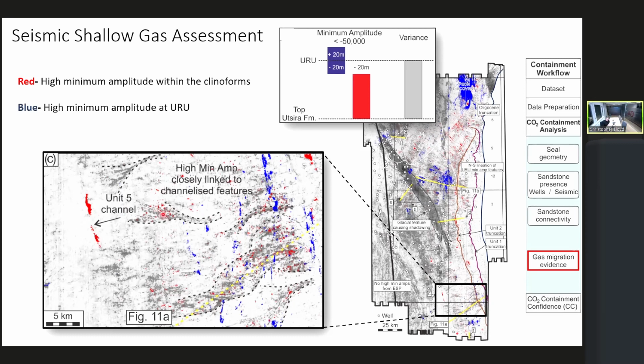What we see is that the high minimum amplitudes in the clinoforms themselves, in red, are quite confined to these systems. And where these clinoforms are truncated by the upper regional unconformity, you can see the trend of it here. We see that the high minimum amplitudes that could signify shallow gas also trend in this location. Therefore, it signifies that gas may have come up the clinoforms and then is being trapped at the unconformity, and therefore it signifies migration paths.